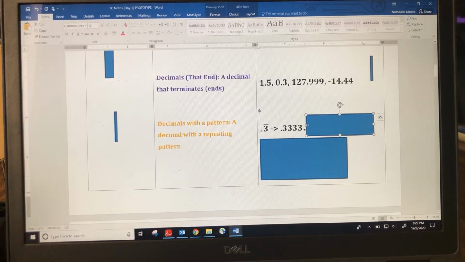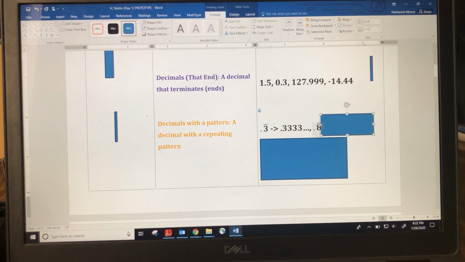Now, another example of that would be, let's take a look at this one. 0.8 with the bar on top. So that means it's going to be 0.8888888. And that's okay. So that's another rational number because it's a decimal with a repeating pattern.